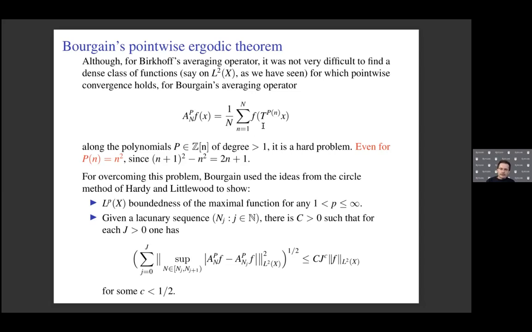And the reason is that if we take a look at the difference between n plus 1 squared minus n squared, then the difference is 2n plus 1. And it tends to infinity as n goes to infinity. So therefore, we have unbounded gaps. And this telescoping argument that we have seen in the proof of Birkhoff's ergodic theorem doesn't work in this case. So that was the obstacle to find a dense class for which we have pointwise convergence in the case of this kind of operators.